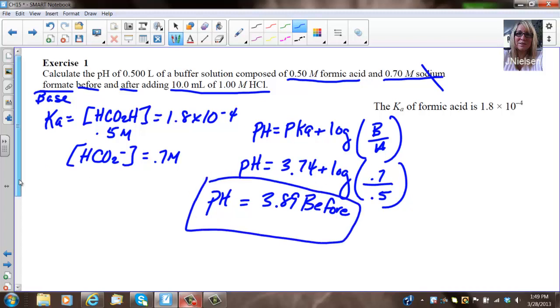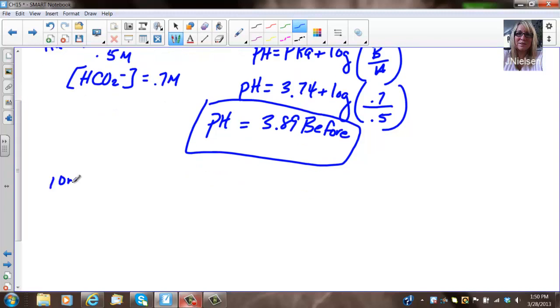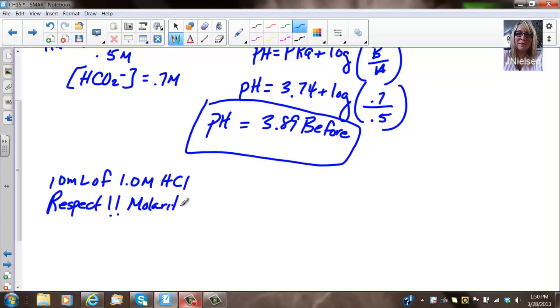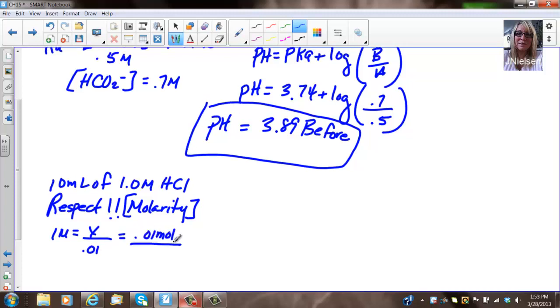Now they're telling me that I'm going to add 10 mils of 1 molar HCl. When we do something like this, we basically have to respect molarity. So we need the concentration. We've got x over 0.01, which is going to give me 0.01 moles.